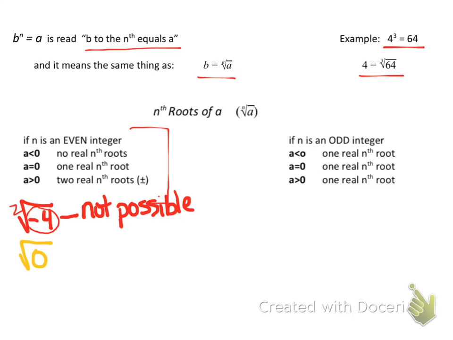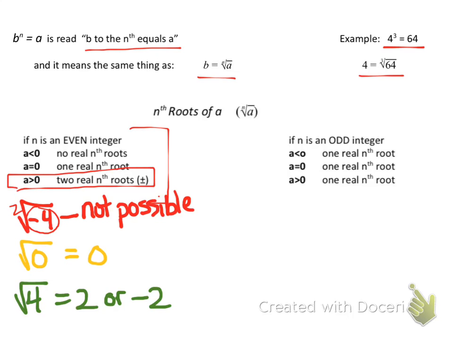If we're taking the square root of 0, well, 0 times 0 is 0, so there's only going to be one root. And then again, if we're dealing with a positive number, for example, the square root of 4, we're looking for what number multiplies by itself to give me 4. And that's going to be 2 or negative 2, because 2 times 2 is 4, negative 2 times negative 2 is 4. So it's very important that you remember that when you're dealing with an even root, there will always be two answers.